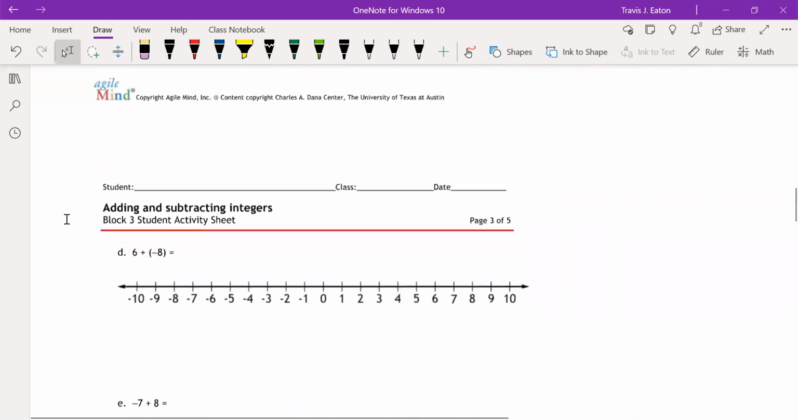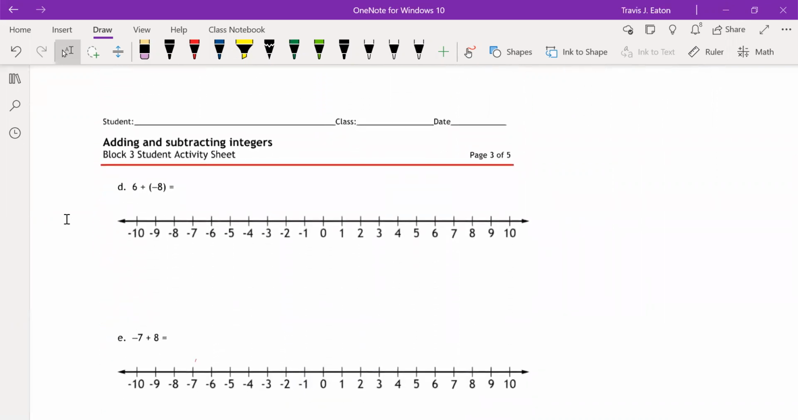All right, now I'm going to do these next few here just slightly differently. Instead of using loops and humps, we're going to use straight lines, or as straight as I can draw on my screen anyway. So starting off with 6 plus negative 8. First things first, I'm going to start at 6. So that means I go from 0 up to 6. There's my 6. Then I'm going to add negative 8 in my second step.